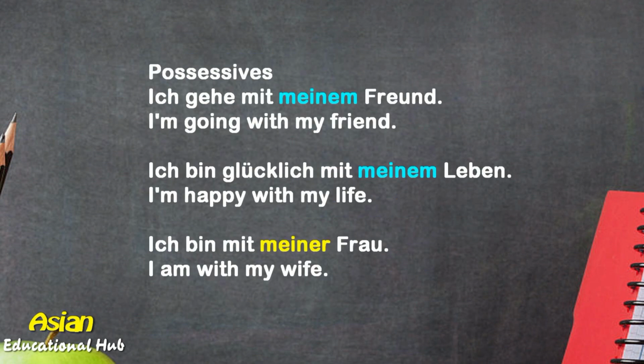Now see some examples of possessives. Ich gehe mit meinem Freund. I am going with my friend. Ich bin glücklich mit meinem Leben. I am happy with my life. And ich bin mit meiner Frau. I am with my wife.